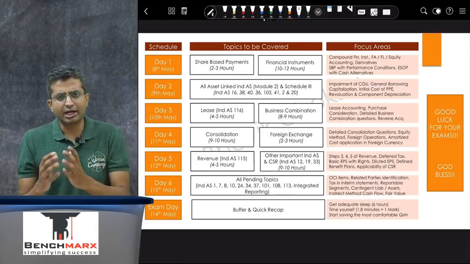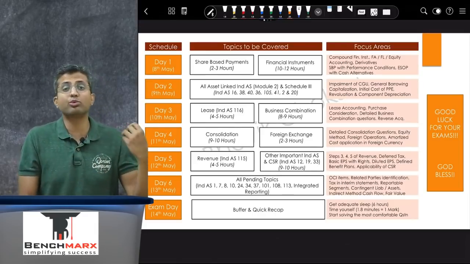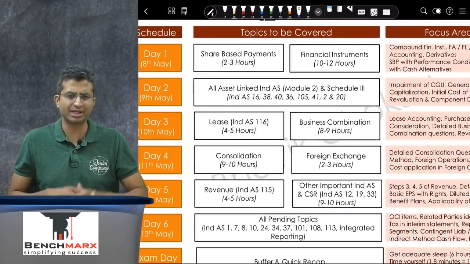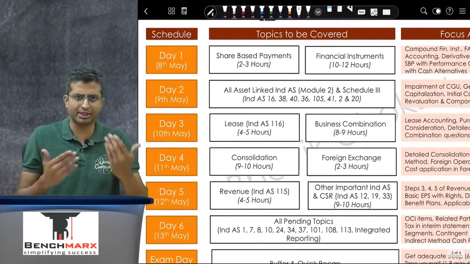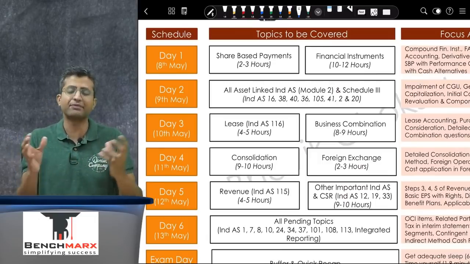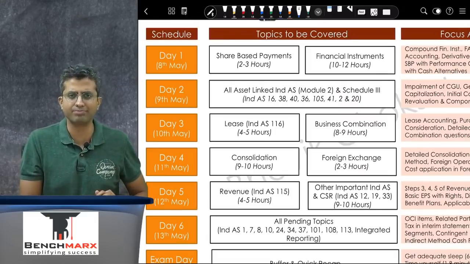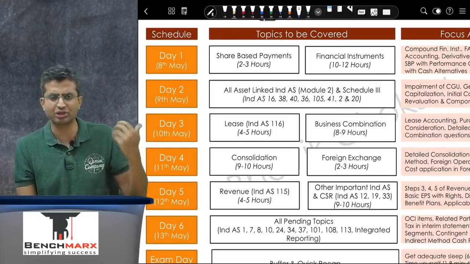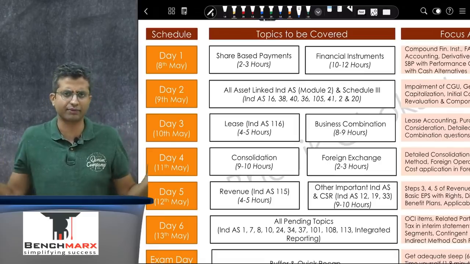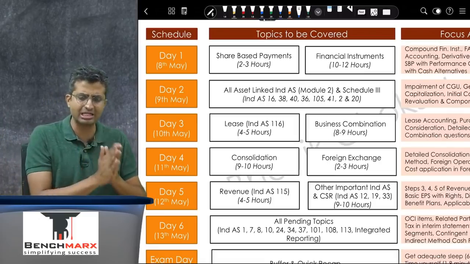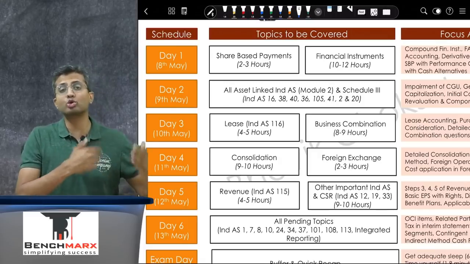So when we look at the initial part, we would prefer that you start with share-based payments. We have given the time-based allocation based on our experience. You can always keep this as a benchmark and plus or minus a bit of buffer and margin. Start with share-based payments, then move on to financial instruments, which acts as a base for a lot of topics. So do financial instruments, share-based payments properly at the outset. After that, you go to the indices.